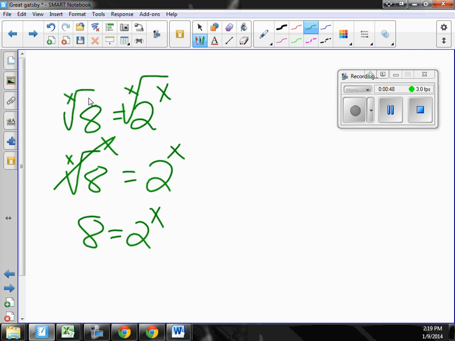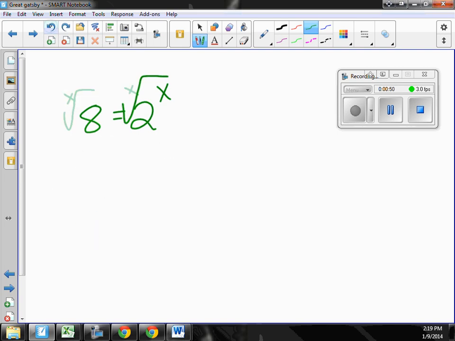Well, if we go back to the original problem, if you think about it, you know what the answer is. The answer is 3. 2 to the third is 8. 2 times 2 times 2 is 8. So far, you've just guessed to figure this out.